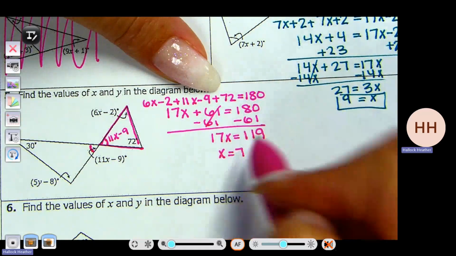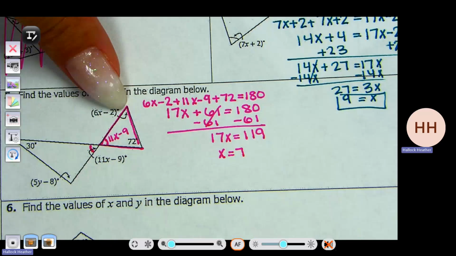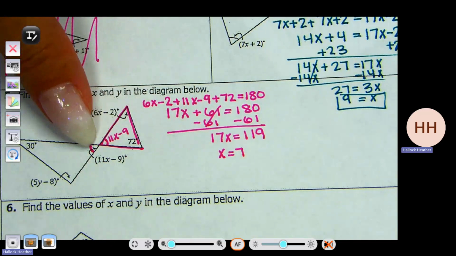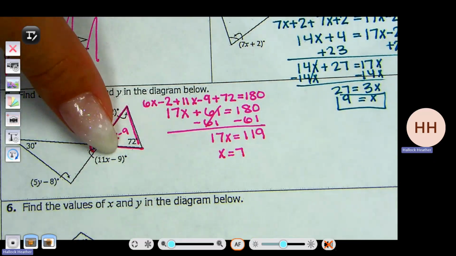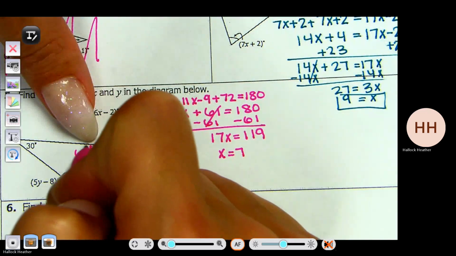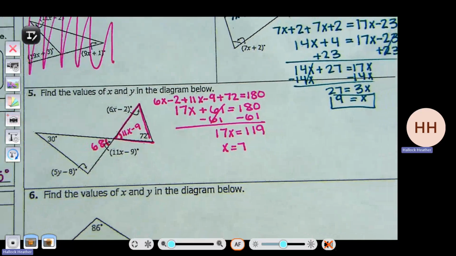So x is 7. What should I do with x to help me find y? Plug it in. So you just put it into the other side. Yeah, I would just plug it into the other side, because you can plug it in everywhere, but we don't really need all that. We need the other triangle. If I plug it into 11 times 7 minus 9, how much is this angle over here? 60. So close, off by one.